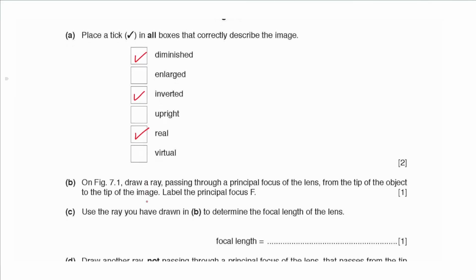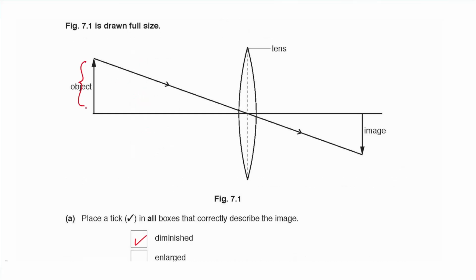Now part B says on figure 7.1 draw a ray passing through a principal focus of the lens from the tip of the object to the tip of the image and label the principal focus F. We can measure the length of the object and measure the same distance on the central line of the lens to draw a line that is parallel to the principal axis to the center of the lens. And then from this point we go to the image, and the point where the line passes the principal axis is the focal point F. And we draw the arrows to show the direction of flow of light.